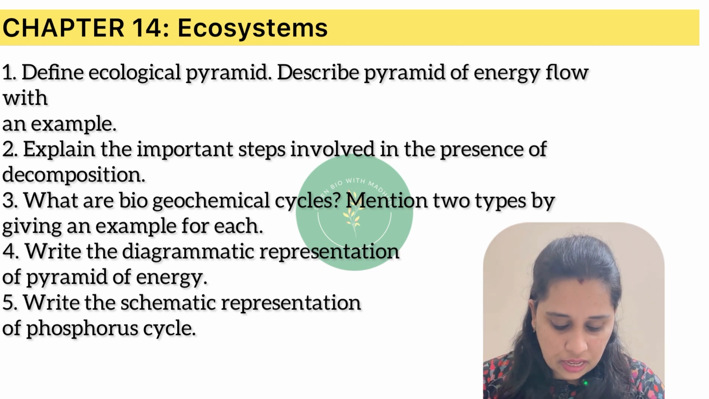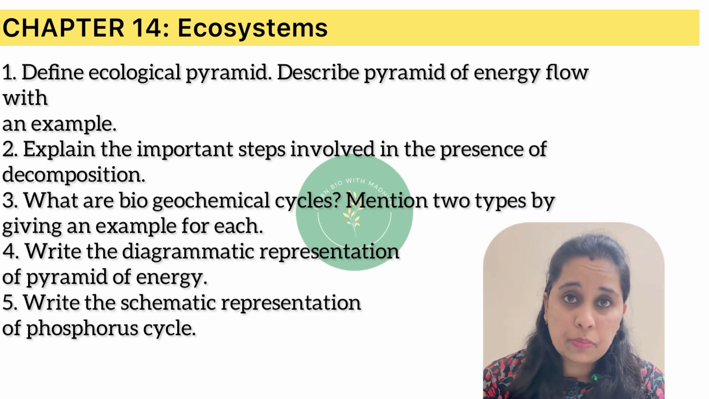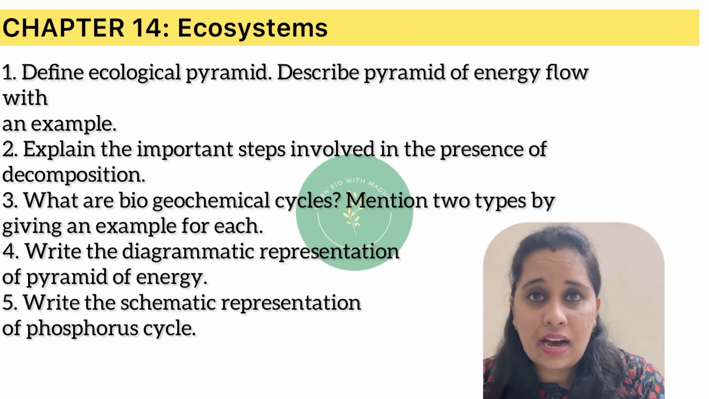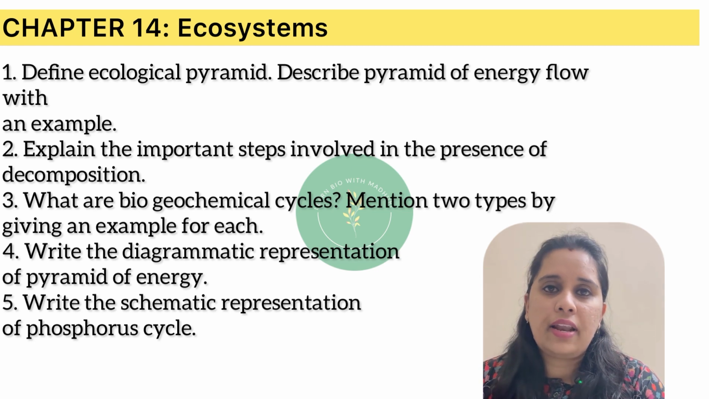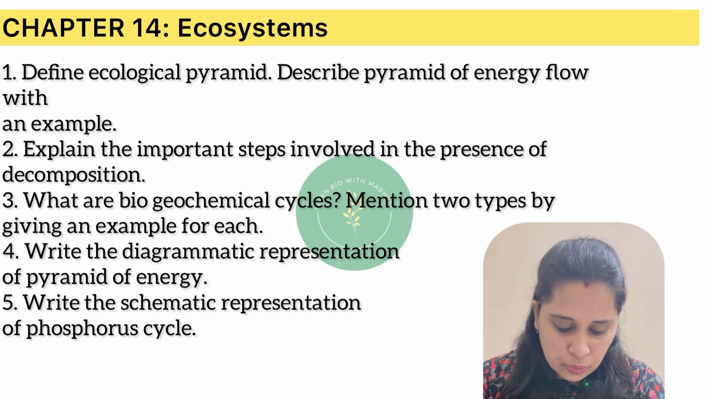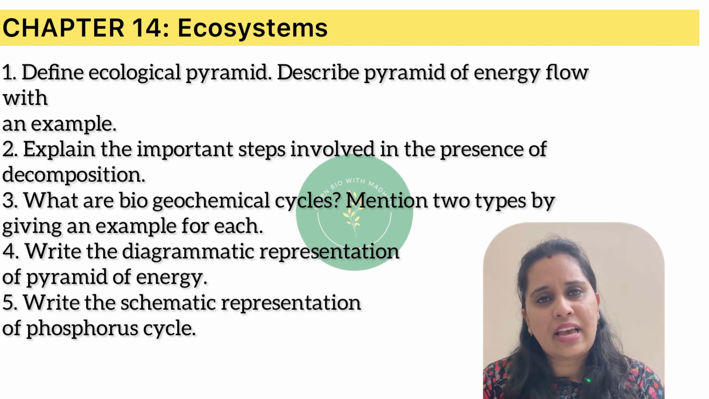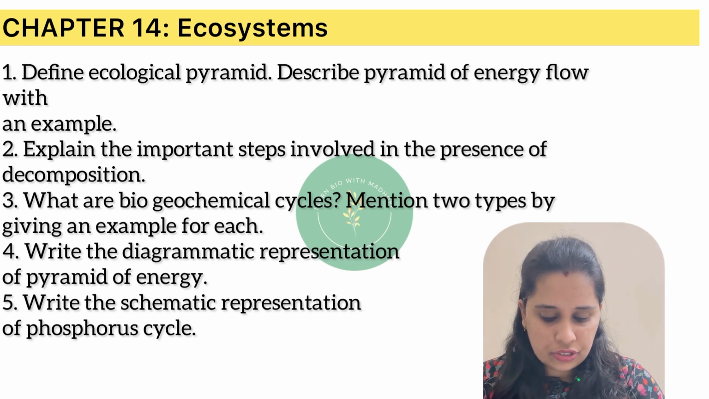Okay. Question number 3, what are biogeochemical cycles? Definition. Mention 2 types by giving an example for each. So here cycles can be very important, carbon cycle and phosphorus cycle. Okay, these 2 you have to draw as well as explain. Fourth one, write the diagrammatic representation of pyramid of energy. Fine. Fifth, write the schematic representation of phosphorus cycle. Phosphorus cycle has been continuously asked, okay, and do not miss this kind of questions.